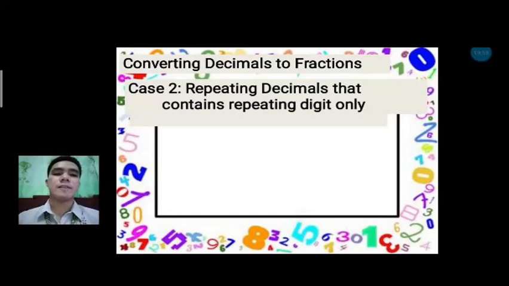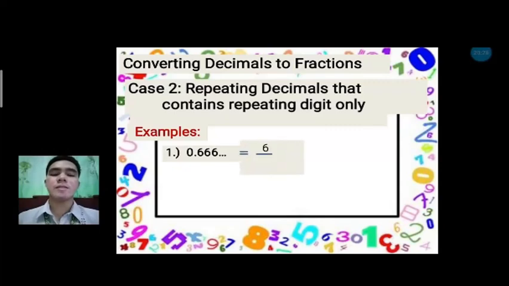So how about case number 2? What if the given is a repeating decimal that contains a repeating digit only? So we have a repeating digit as our given. Example, we have 0.666666 and so on and so forth. What you are going to do is take the repeating digit. So what is the repeating digit? We have 6. Take that as your numerator. So 6. What will be your denominator?